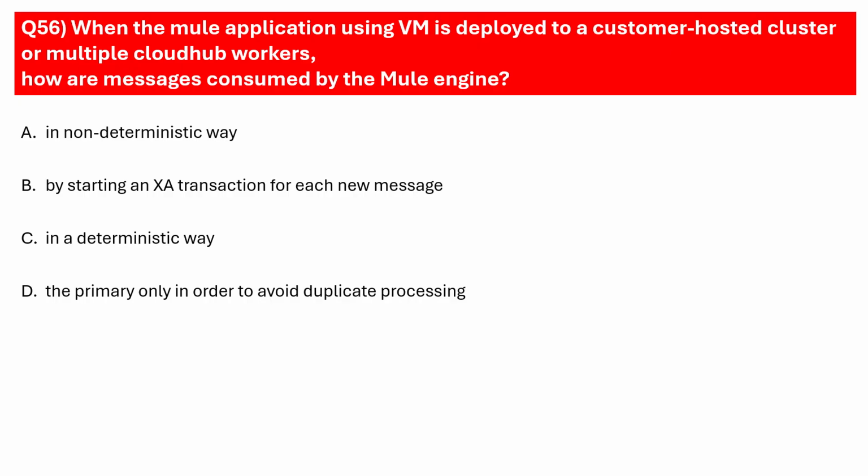Q56. When a Mule application using VM is deployed to a customer-hosted cluster or multiple CloudHub workers, how are messages consumed by the Mule engine? A. In non-deterministic way. B. By starting an XA transaction for each new message. C. In a deterministic way. D. The primary only, in order to avoid duplicate processing.